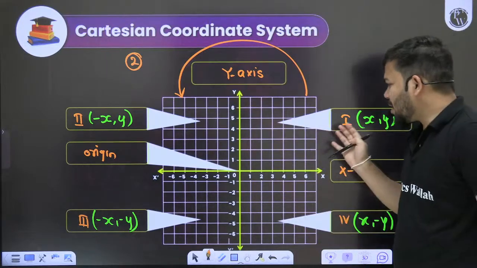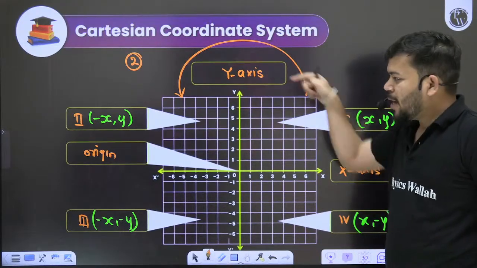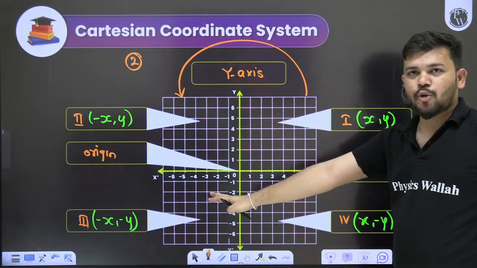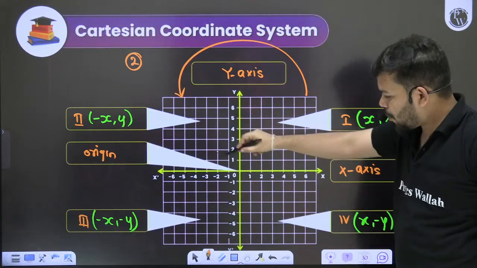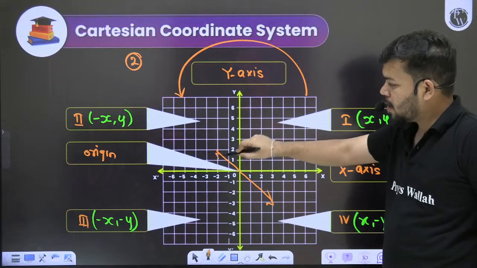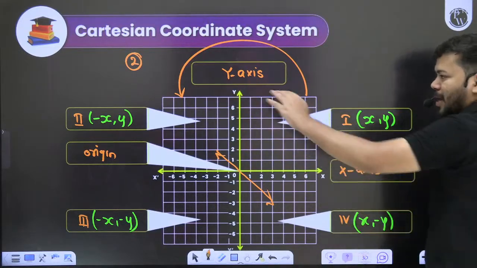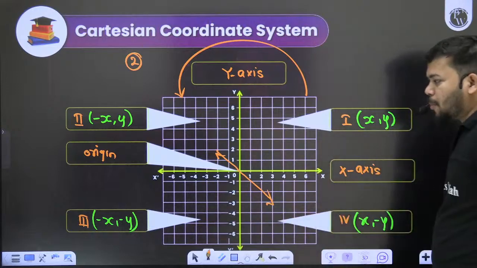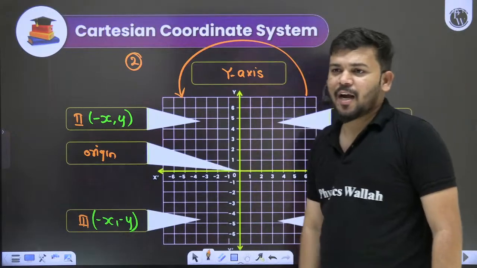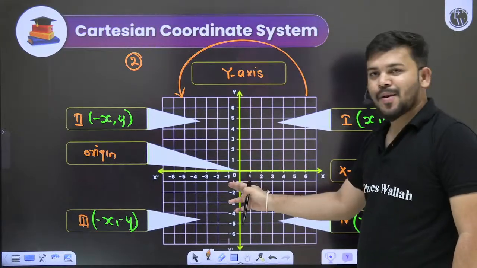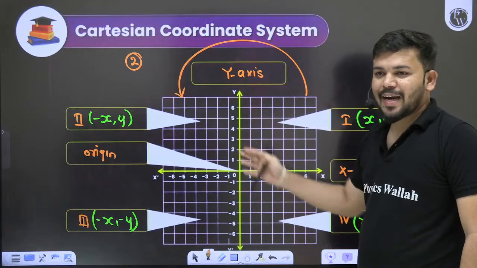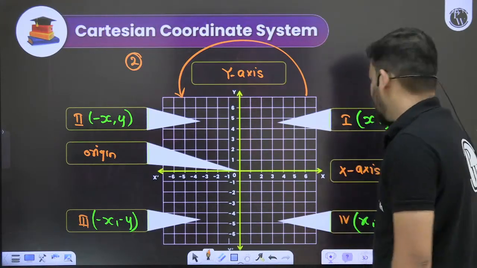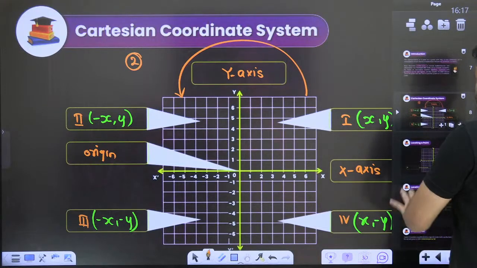So in the first quadrant, both x and y values are positive. In the second quadrant, x is negative, y is positive. In the third quadrant, both are negative. In the fourth quadrant, they will be opposite to each other. You can try to understand here: minus x, plus y, minus y, and x and y, minus x and y. Both are opposite to each other. First and third quadrant will have the same signs, and second and fourth quadrant will have opposite signs to each other. Done? I hope it's clear.